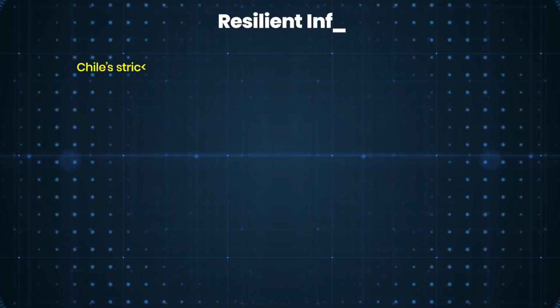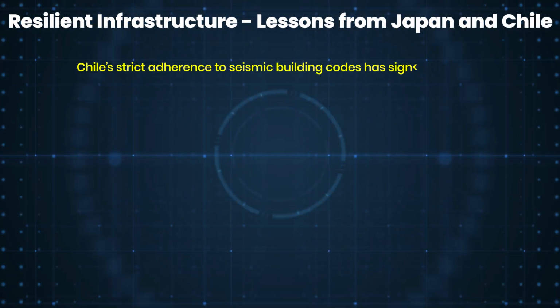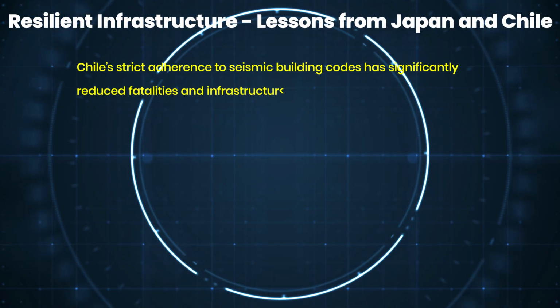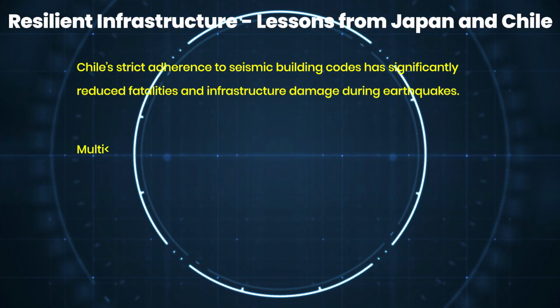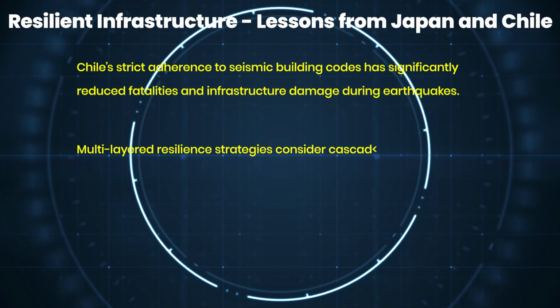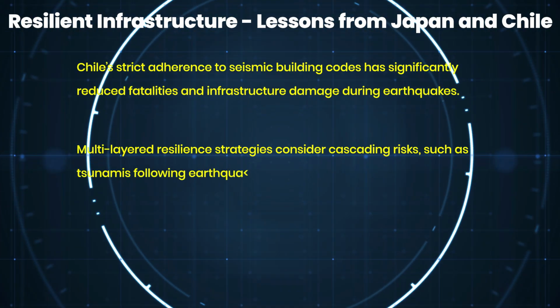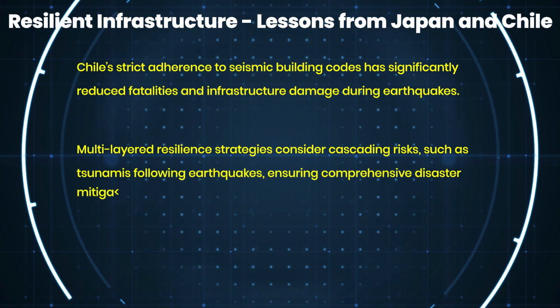Resilient infrastructure: lessons learned from Japan and Chile. Earthquake resistant designs like those in Japan incorporate flexible building materials and advanced engineering technologies to withstand seismic shock. Chile's strict adherence to seismic building codes has significantly reduced fatalities and infrastructure damage during earthquakes. Multi-layered resilience strategies consider cascading risks such as tsunamis following earthquakes, ensuring comprehensive disaster mitigation.